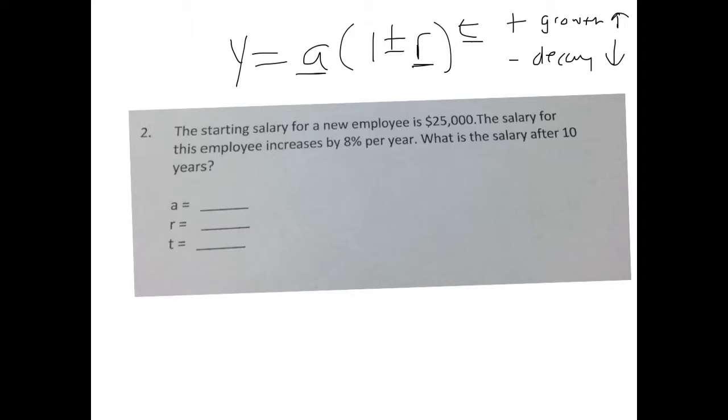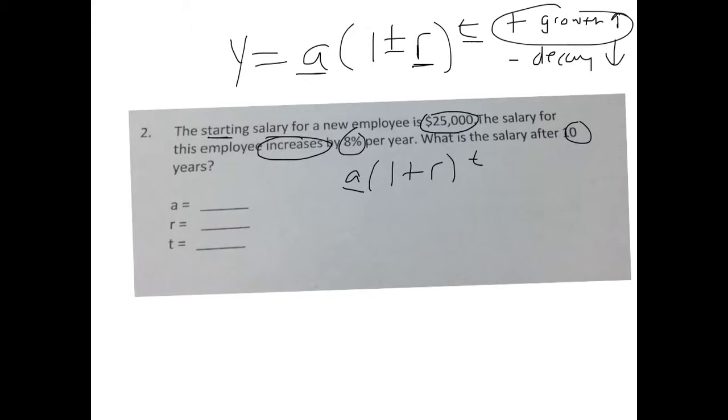The starting salary for a new employee is $25,000. Important word, starting, $25,000. The salary for the employee increases by 8%. What is the salary after 10 years? So increase tells us that growth is happening. So that tells us that we're going to use the formula 1 plus r to the t.